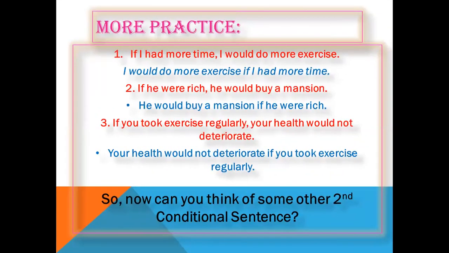Let's have some more practice on it. If I had, now had is the second form of have. If I had more time, I would do more exercise. It means I did not do more exercise because I do not have more time, something that is not possible in present. And reverse of the clauses: I would do more exercise if I had more time.